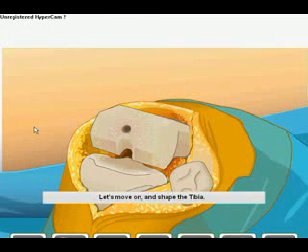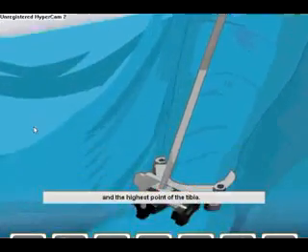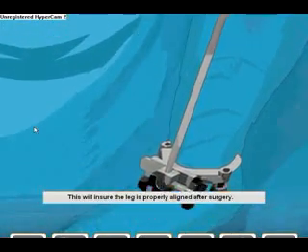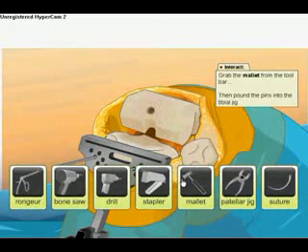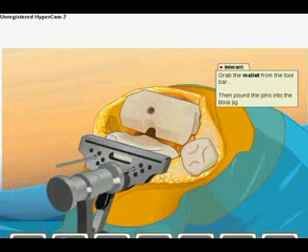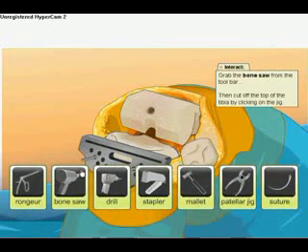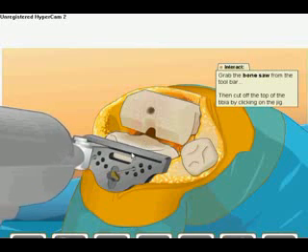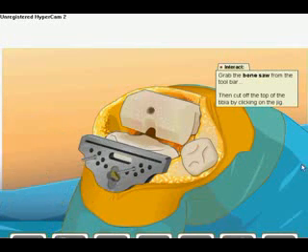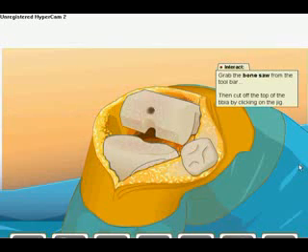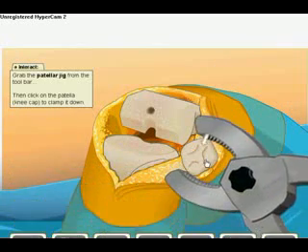Let's move on and shape the tibia. The tibial cutting jig is aligned with the big toe and the highest point of the tibia. This will ensure the leg is properly aligned after surgery. Secure the jig in place with more pins. Use the bone saw to cut off the top of the tibia and prepare it for the new tibial components. Now we'll use the patellar cutting jig and bone saw to remove the back of our patient's patella.